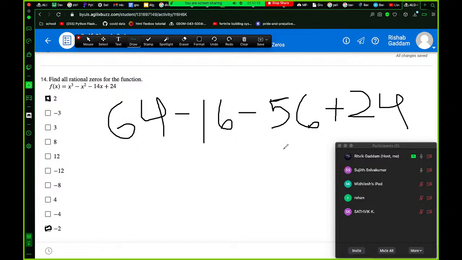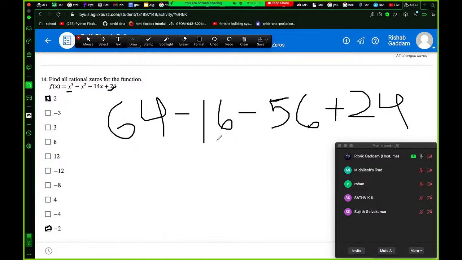I got a question. Yeah? Where do you get the 16 and the 56? Okay, so I got the 16 from doing x squared. I plugged in 4 as x, so I do 4 squared, that's 16. So I have minus 16 right here, and I have negative 56 because negative 14 times 4 is negative 56. And I have 24 from this 24 right here. And x cubed is 64.